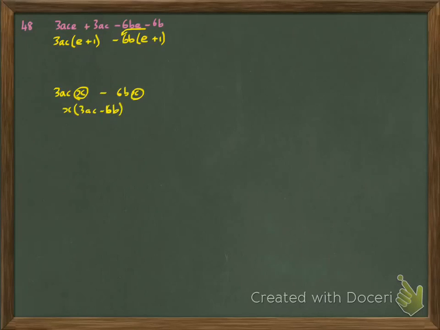See if you can do the same with the top one. E plus 1 is our common factor, so put that outside the bracket and put the rest of the things inside the bracket. 3ac minus 6b, and that's how you factorize it fully.